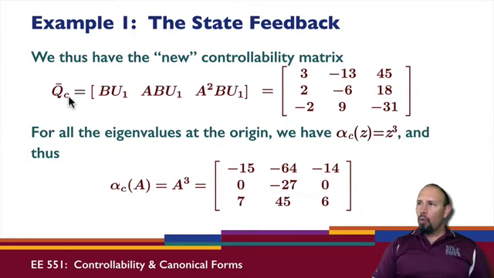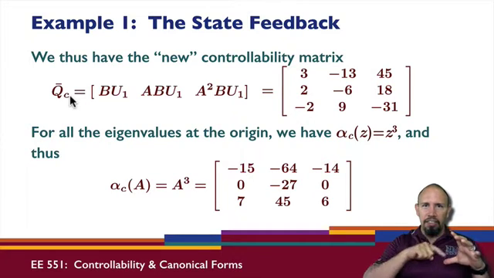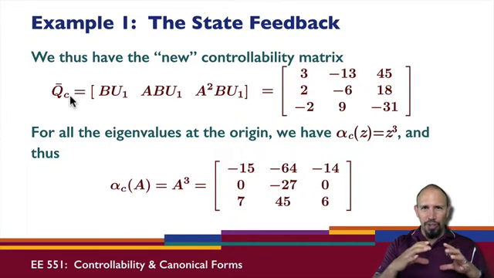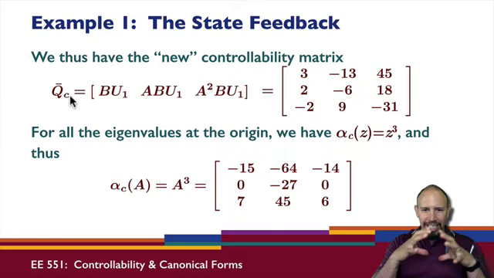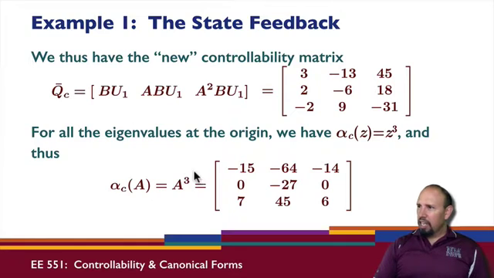I now want to choose my alpha_C. This is a discrete time system, and so remember, a discrete time system is stable if all of the eigenvalues are inside the unit circle. So I'm going to put them not only inside the unit circle but at the origin. That's as stable as they can be. So this is the characteristic polynomial for a matrix that has all its eigenvalues at the origin.